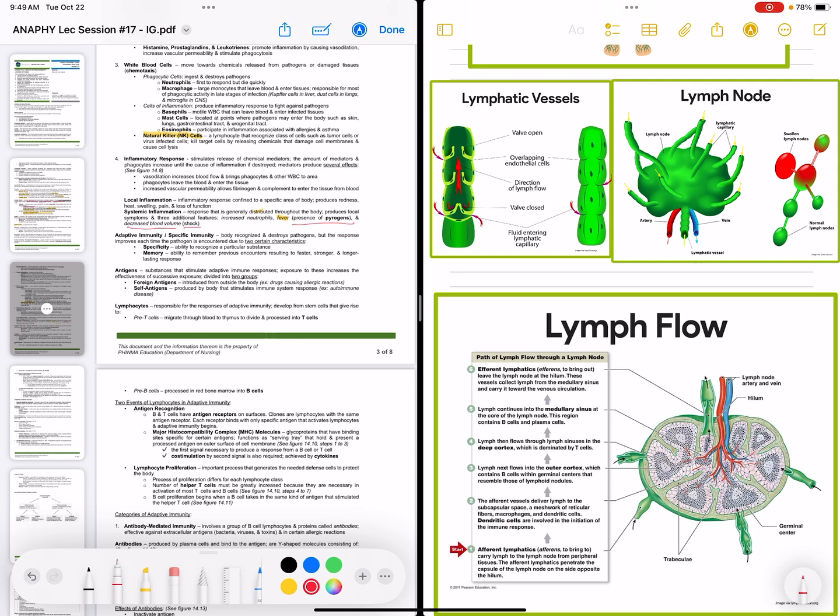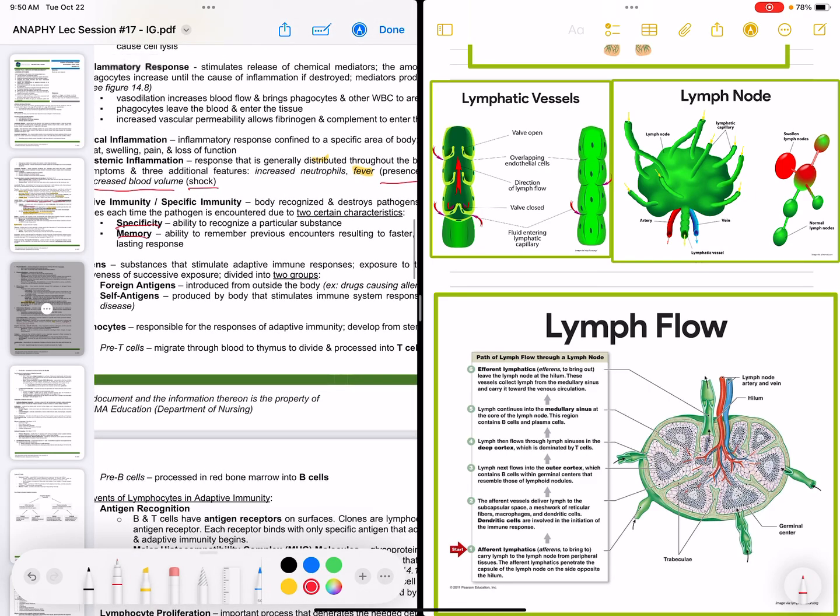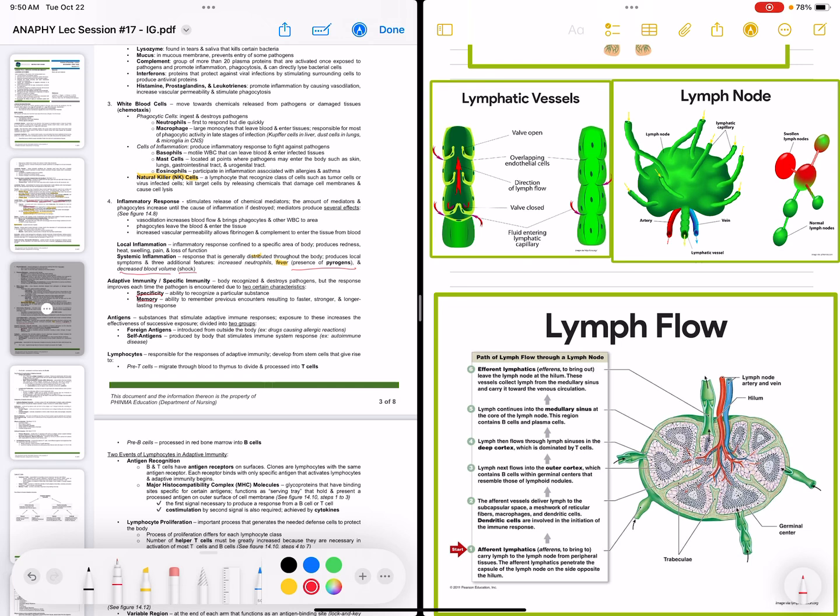So, ang adaptive immunity naman, so body recognize and destroy pathogens, but the response improve each time the pathogen is encountered due to 2 certain characteristics. So, ang yatawag na specificity, memory. So, ang specificity, ability to recognize a particular substance. And memory, ability to remember previous encounters resulting to faster, stronger, and longer lasting response.